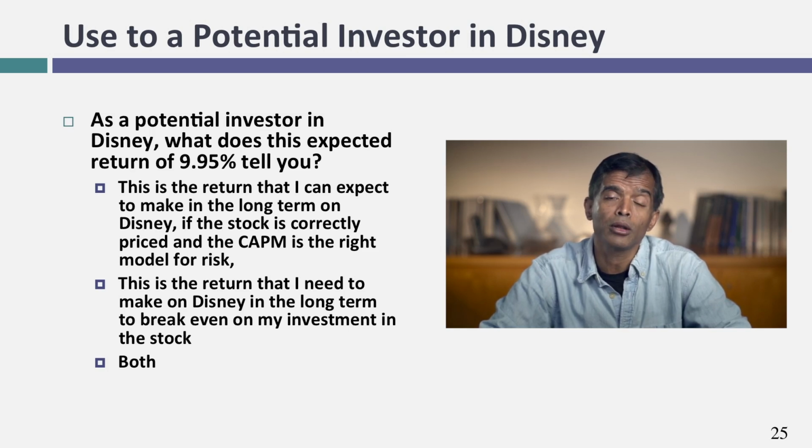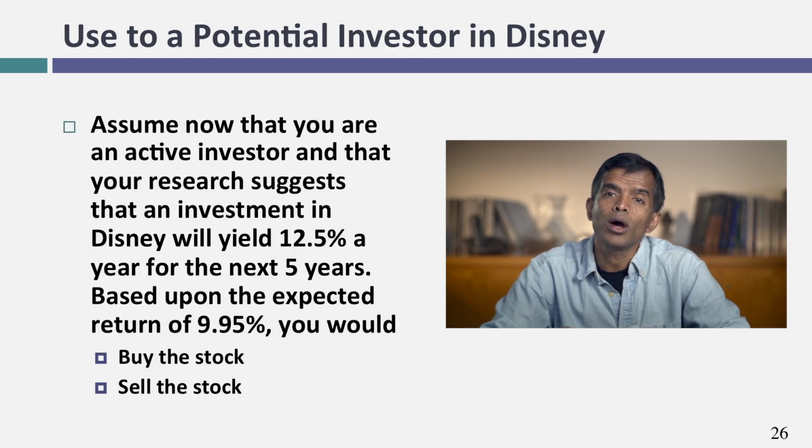Here's an alternative and better way of thinking about it. 9.95% is the return you need to make on Disney to break even. You think, why do I need to make 9.95%? The risk-free rate is only 2.75%. You need to make 9.95% because Disney is a risky investment. You need to make far more than 2.75% to break even. In fact, one way to think about good stocks to buy is, let's say you do your own research on Disney and conclude that you can make 11, 12, or 13% on the stock. That's my definition of a good stock. The 9.95% is my benchmark. I need to make more than that for a stock to be a good investment.